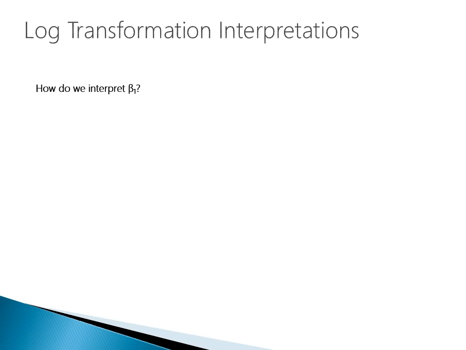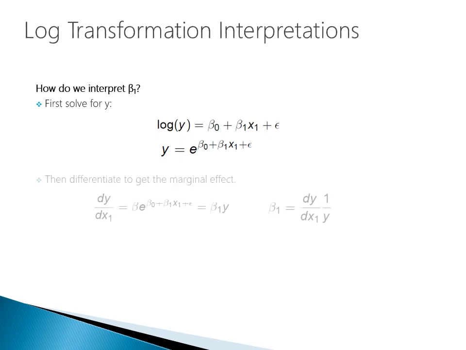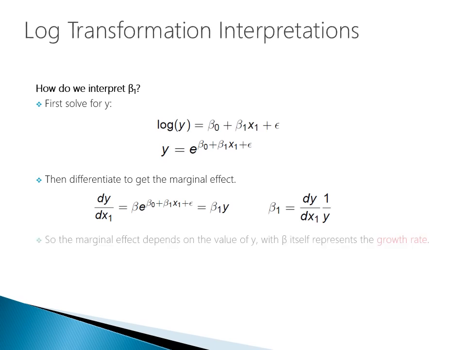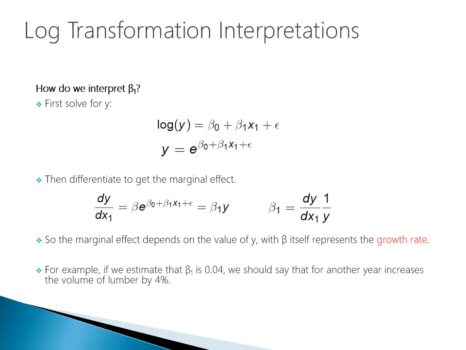In our log-level transformation, how do we interpret beta 1? First, we can solve for y, and then we differentiate to get the marginal effect. So in this case, the marginal effect depends on the value of y, with beta itself representing the growth rate. For example, if we estimate that beta 1 is 0.04, we should say that another year increases the volume of lumber by 4%.